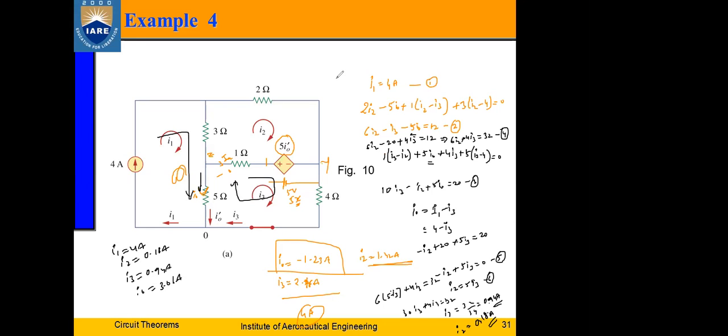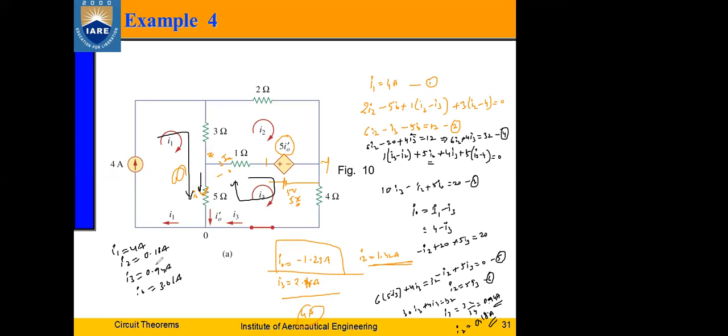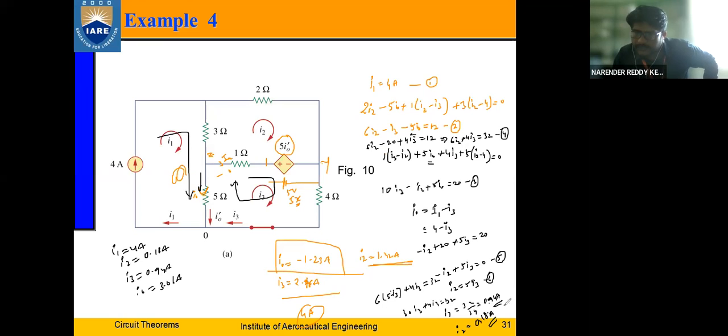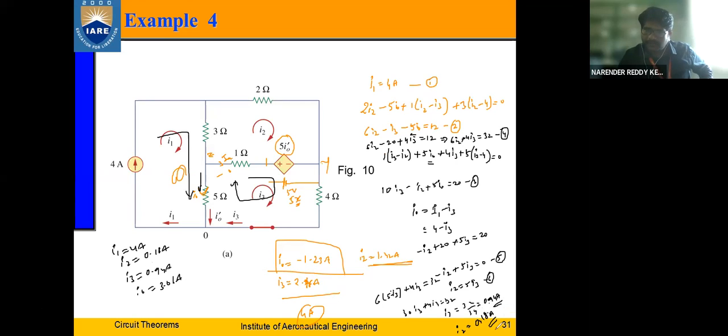I2 is 4.7. No, sir. No, we got it as 0.18. What value did we get for I2? I2 is 5I3 now, sir. 5 into 0.94. Okay, fine. Wait a second. Sorry. So what's the value here? It should be 4.7. Sorry, this was wrong, right? So this is 4.7.